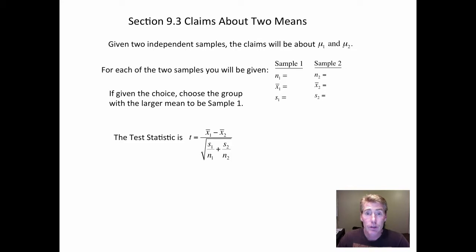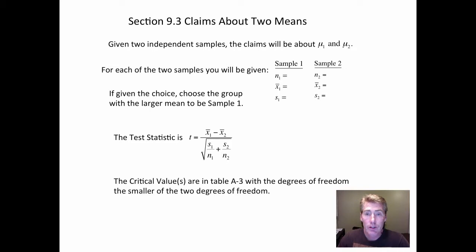And in case you love formulas, here's the test statistic. You subtract the two means, you divide by, etc. We're going to be using the calculator instead of the formula. Critical values, though, you do need to look those up in table A3. And degrees of freedom, well, there's two n's now. So you look at the smaller one.